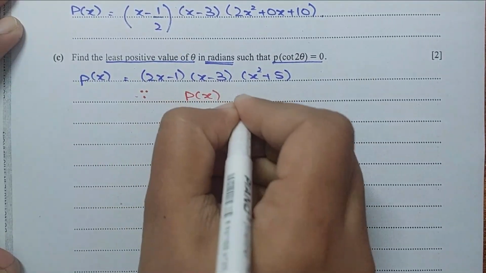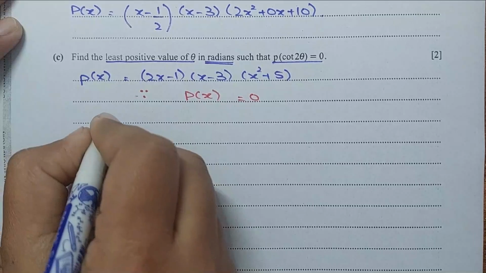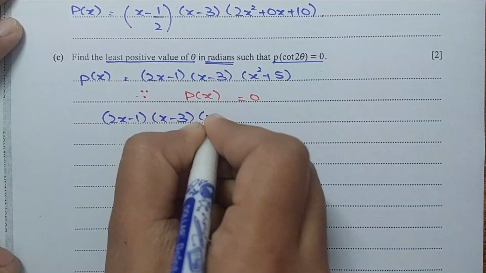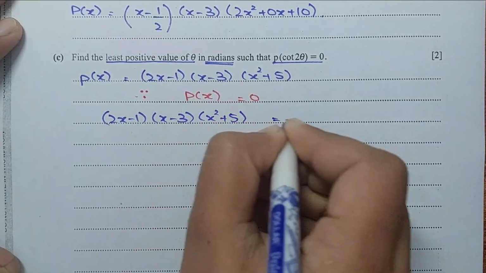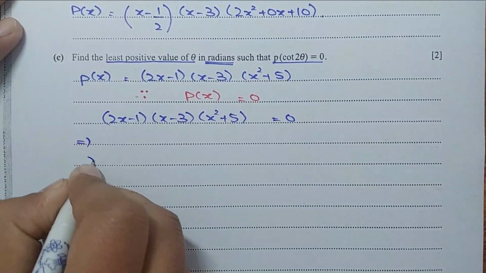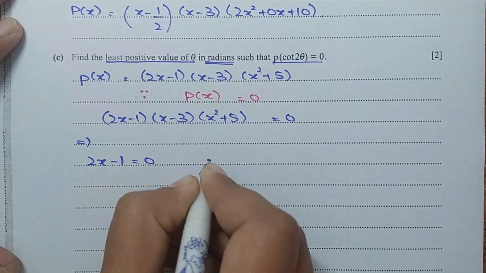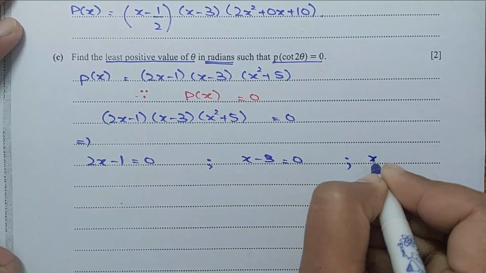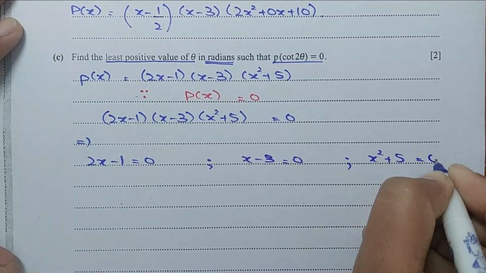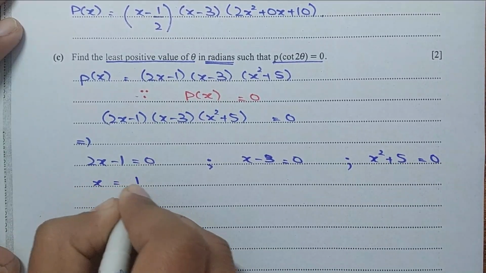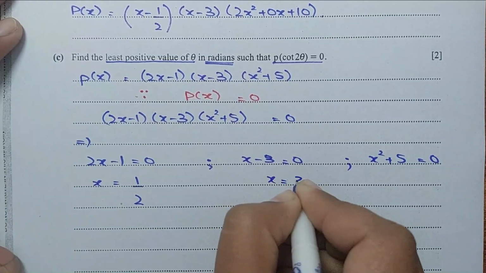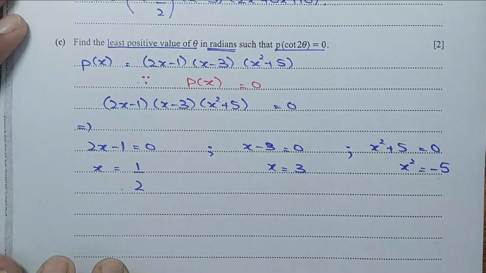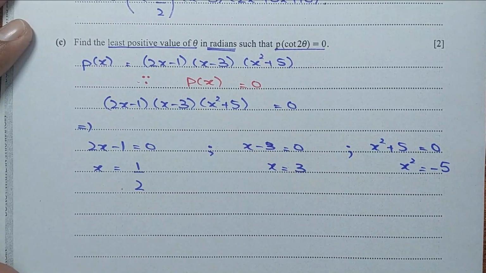P of x is equals to 0. When p of x equals to 0, it means (2x minus 1)(x minus 3)(x square plus 5) should be equals to 0. All the factors are separately equals to 0. 2x minus 1 equals to 0, x minus 3 equals to 0, and x square plus 5 would be equals to 0. Now from here the x value is 1 by 2, here the x value is 3, and here x square is negative 5, right? When x square is negative 5, then we have no solution from here.